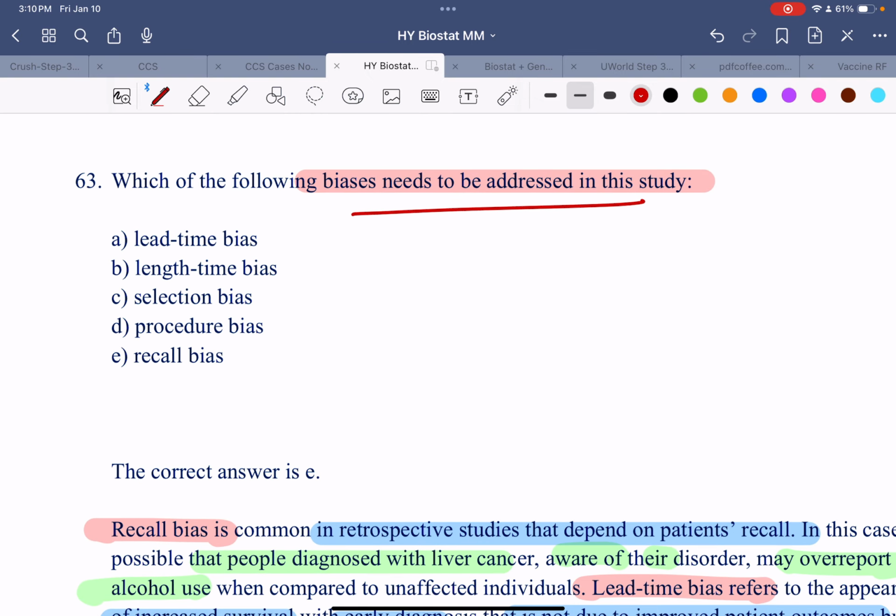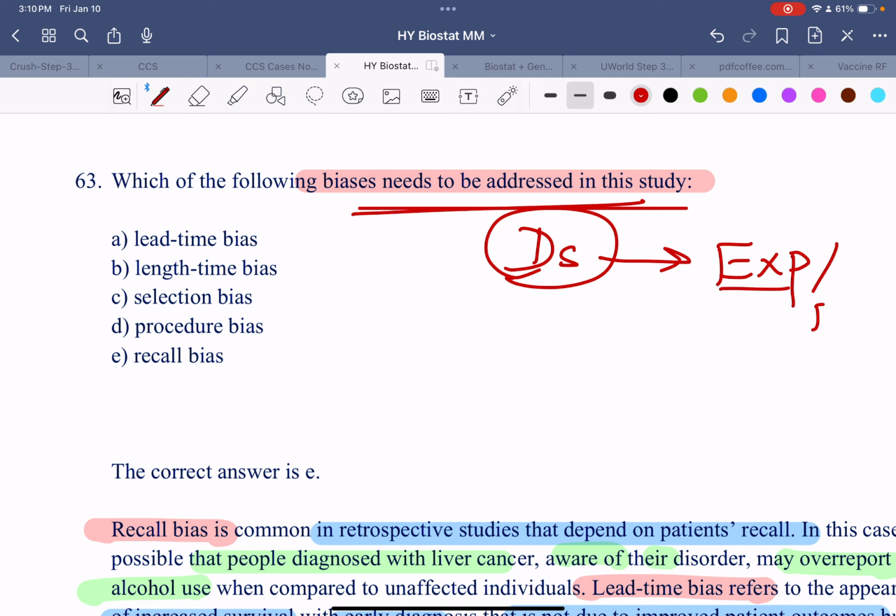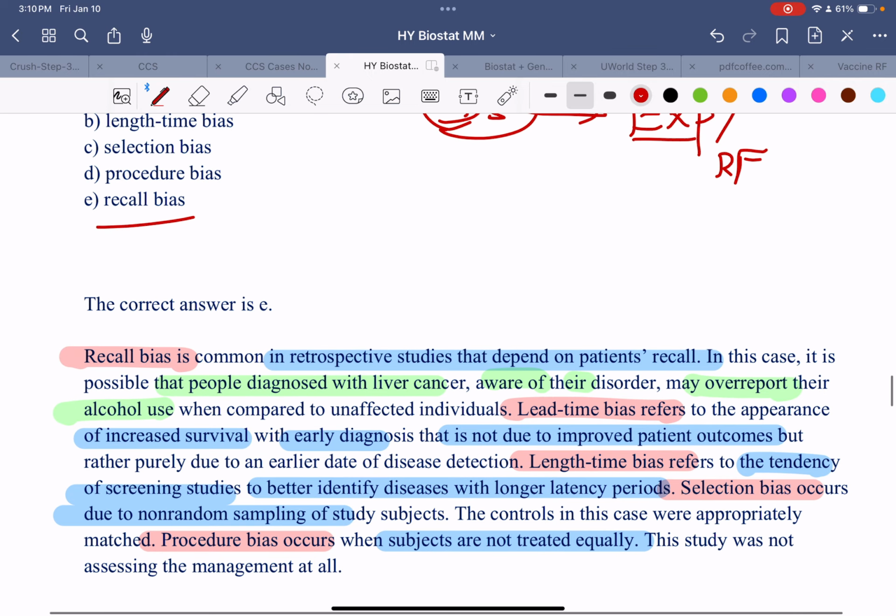Which of the following biases needs to be addressed in this study? So what sort of study were we doing? Case control study, right, in which the people have already developed the disease. So remember, the people who have already developed the disease are more likely to over-report the exposure or the risk factor. Therefore, the bias over here would be E, recall bias. In retrospective studies, the patients who tend to over-report their alcohol use, this is known as the recall bias.